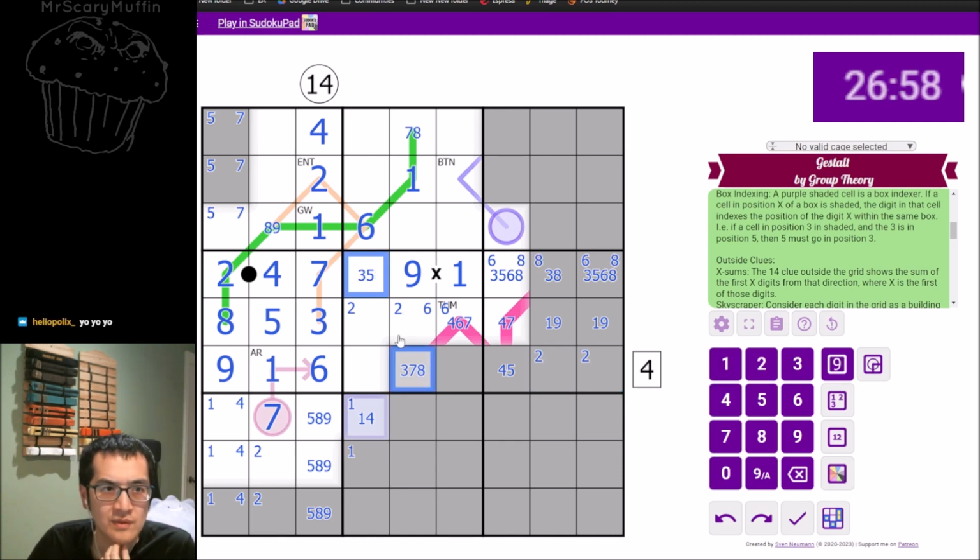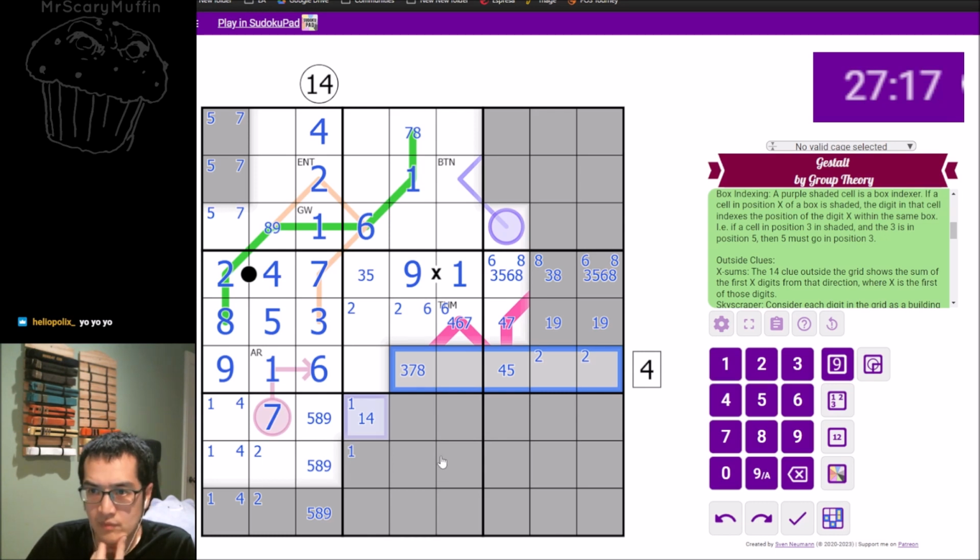Yo, yo, yo! We're doing the puzzle that you sent me. I'm looking at the skyscraper clue. I feel like this is where I'm supposed to be looking at next. At this point here. Everything else is not particularly helpful.